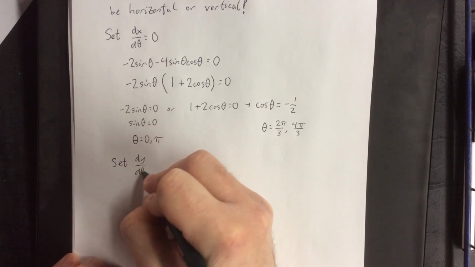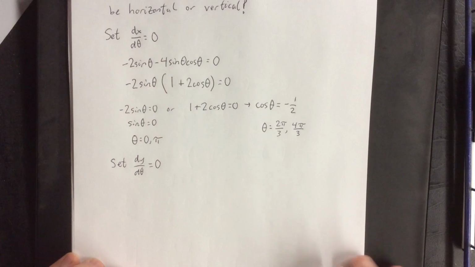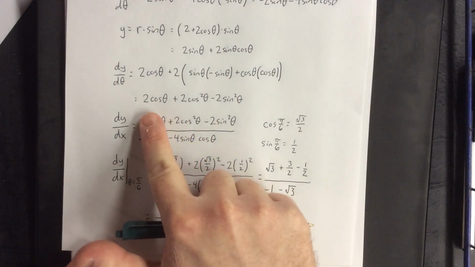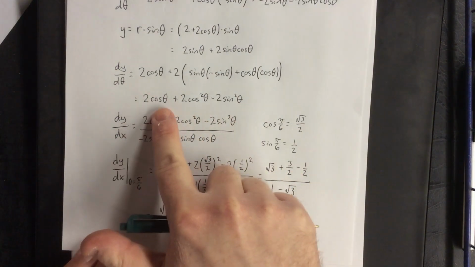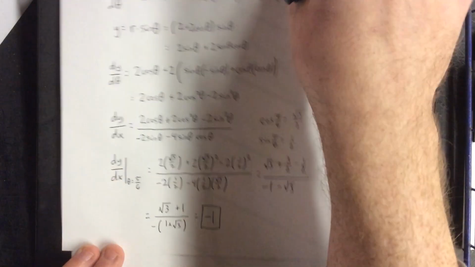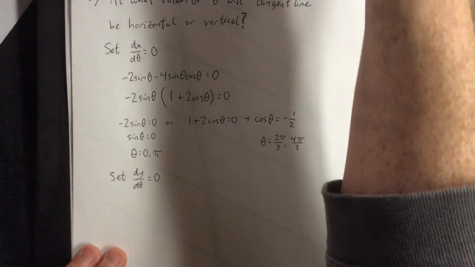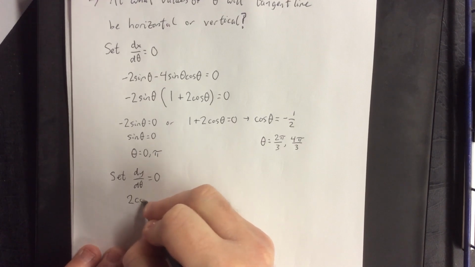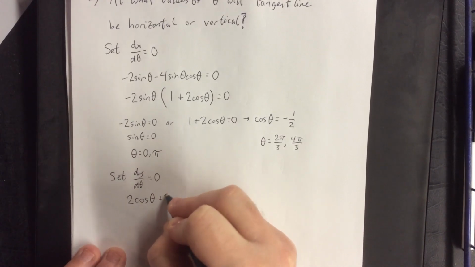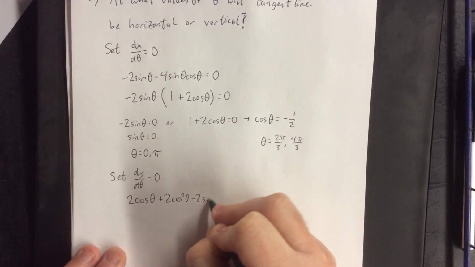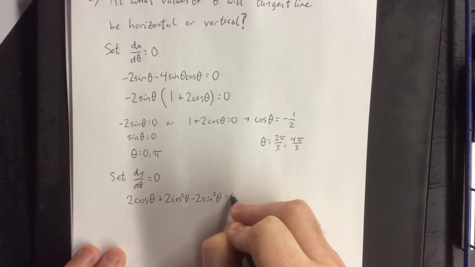So set dy d theta equal to 0 as well. Dy d theta, calling back to the other page, dy d theta was equal to this expression right here, 2 times the cosine of theta plus 2 cosine squared theta minus 2 sine squared theta. I'm going to set that whole expression equal to 0. So 2 cosine theta plus 2 cosine squared theta minus 2 sine squared theta is equal to 0.